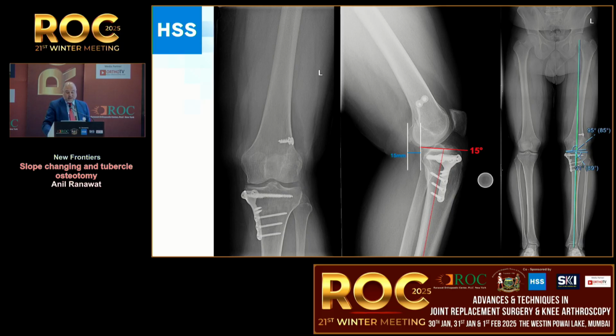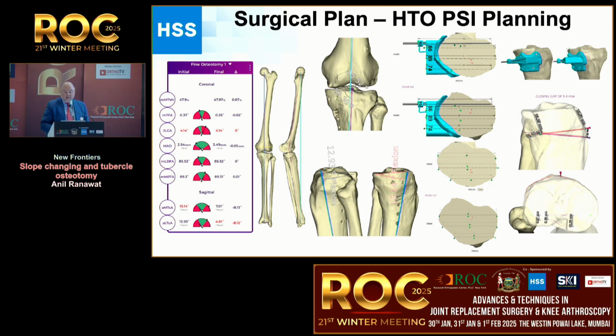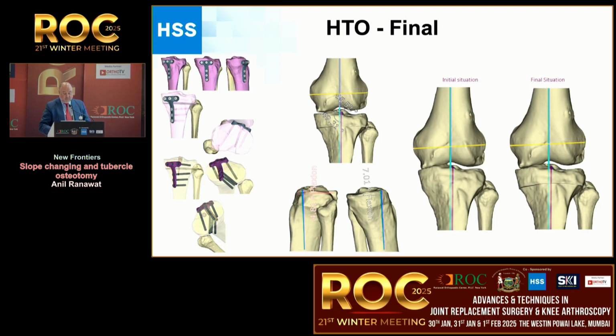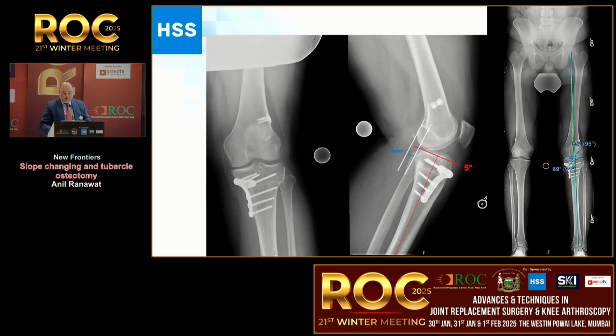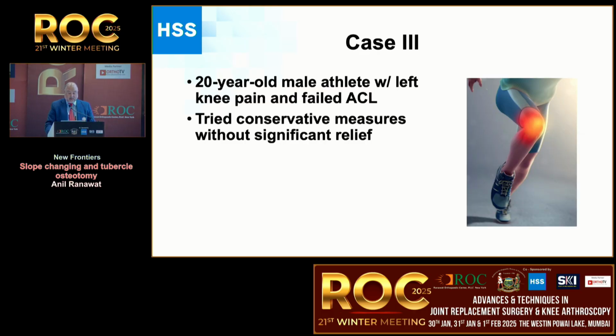But even with that ATT, we planned a sagittal osteotomy, a pure slope-changing osteotomy, and we went from 15 degrees to 15 millimeters to 5. Maybe even reverse the slope a little bit. So this is a powerful tool, and you need more accurate instruments to do that.